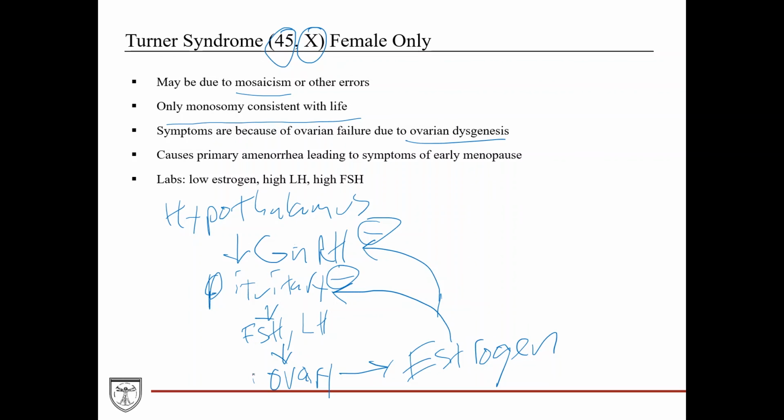Now, since you have decreased formation of the ovaries and ovarian failure, you have severely decreased estrogen. You lose this negative feedback, and as a result, the pituitary secretes FSH and LH uninhibited, so you have increased levels of FSH and LH. The other thing is, since you have decreased estrogen, this causes primary amenorrhea, leading to symptoms of early menopause much earlier in life. If you do the labs on these patients, they're going to have low estrogen, and as a result, they will have high LH and high FSH.